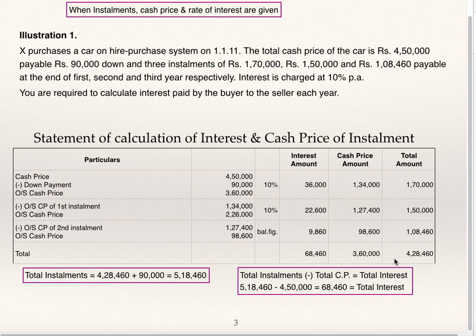Now how to calculate total interest? Total installments 4,28,460 plus 90,000 down payment will be the total of the installment price, 5,18,460. Why? Because he is supposed to pay 3 installments plus down payment 90,000. So total installment price is installments plus down payment. Total installment price minus total cash price is equal to total interest. 5,18,460 minus total cash price 4,50,000 is 68,460. Just now we have seen the breakup of this total interest.